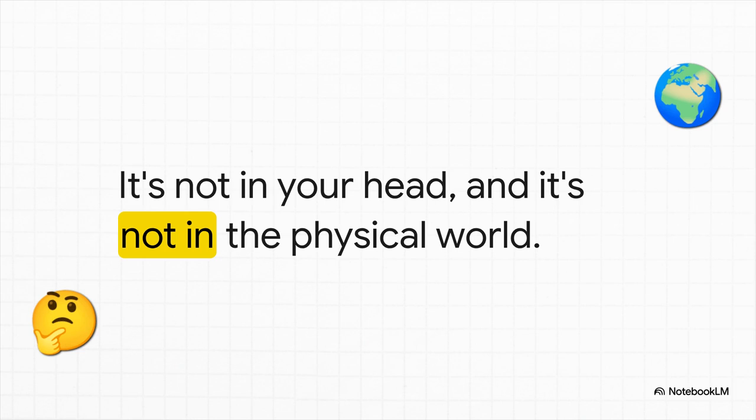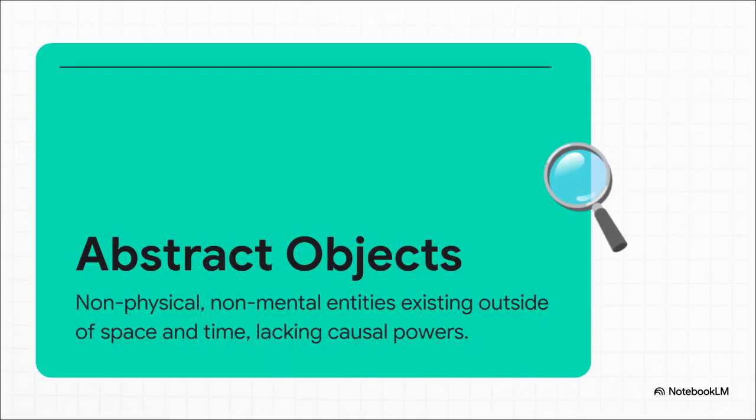So, where is it? Well, this exact puzzle is what leads philosophers to talk about abstract objects. This is a category for things like numbers, sure, but also perfect geometric shapes or mathematical sets. The whole idea is that they exist for real, but just not in our physical space and time. They're completely non-physical, non-mental, and totally timeless.